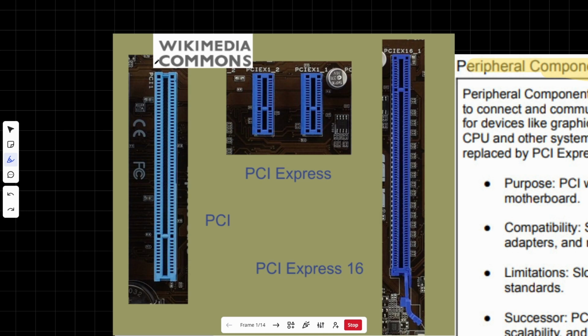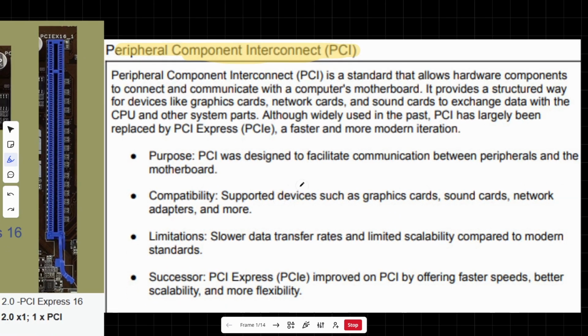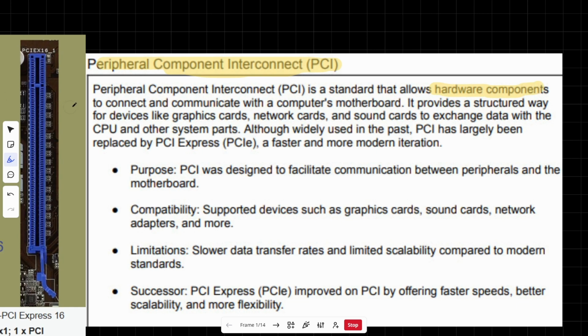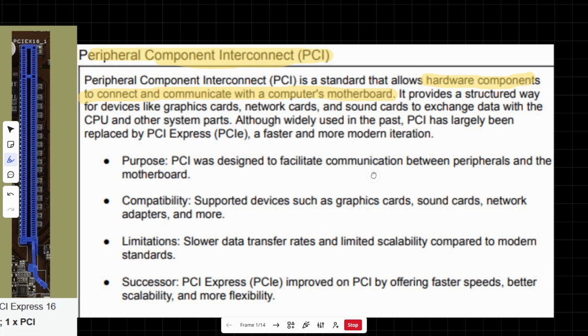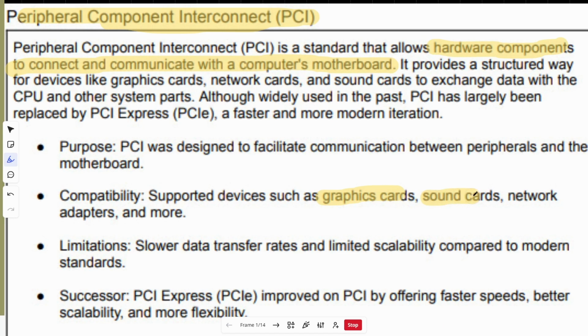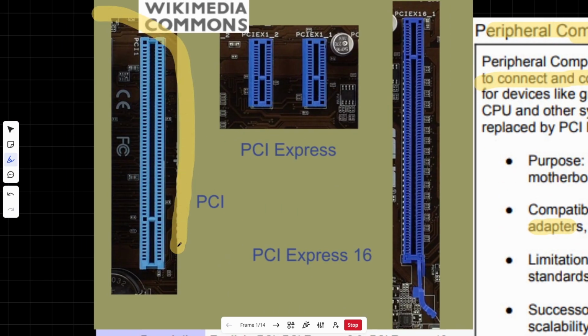But just make sure you can visually identify that and understand that a PCI slot is the older type of expansion card slot. Okay, so it allows hardware components to connect and communicate with the computer's motherboard. If you want to attach any kind of card, such as a graphics card, a sound card, a network adapter, really any kind of expansion card at all, you would be using, you guessed it, a PCI slot if you were back in the old days. But nowadays we have the PCIe or Express, which is just a faster version of that essentially.